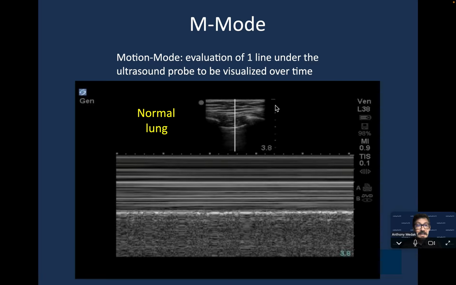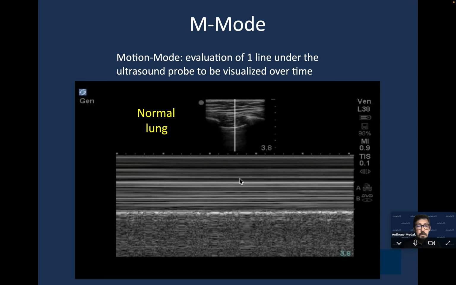So the vertical axis is depth. So this is 1, 2, 3, 3.8 centimeters. And same, 1, 2, 3, 3.8 centimeters. And about halfway down, you can see this is the pleural line.